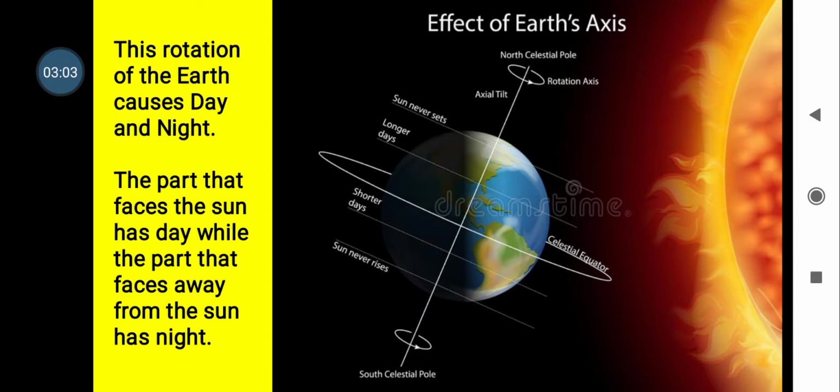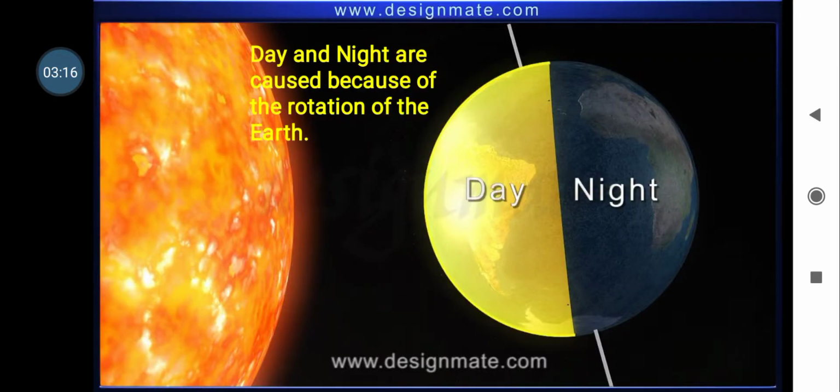You can clearly see in the picture that the part which is facing the sun has daytime, and the part which is away from the sun is dark, which means it has night. Days and nights are caused because of the rotation of the earth.